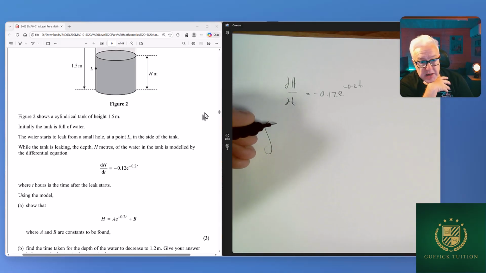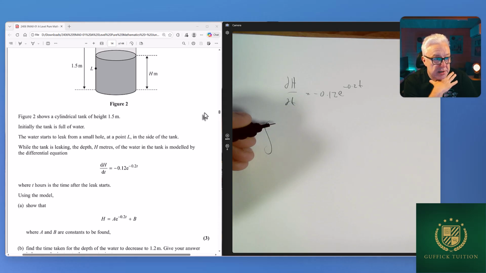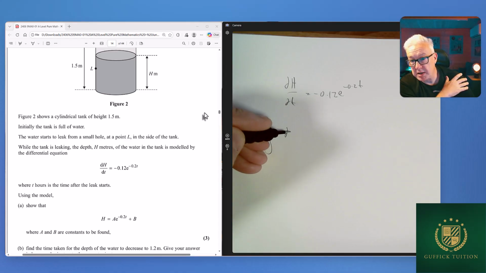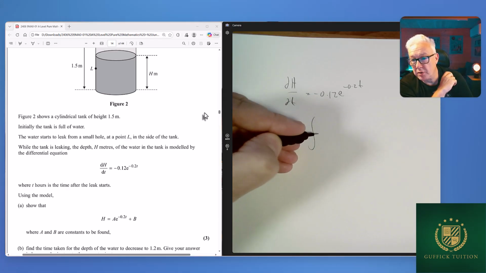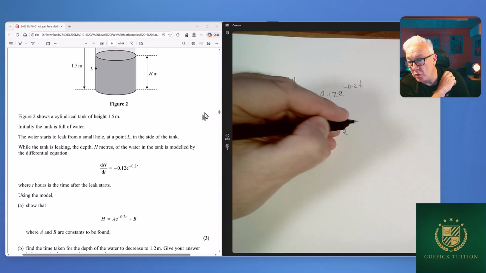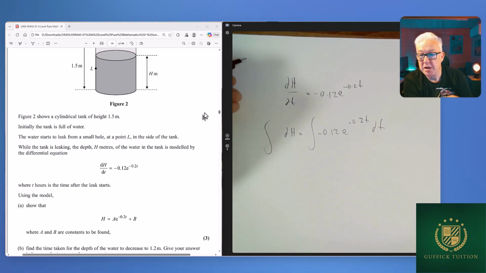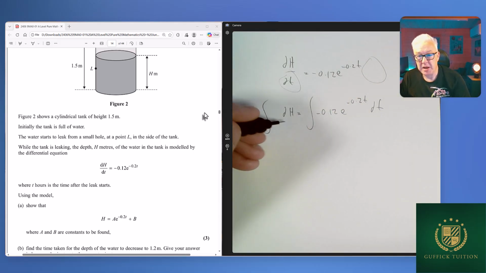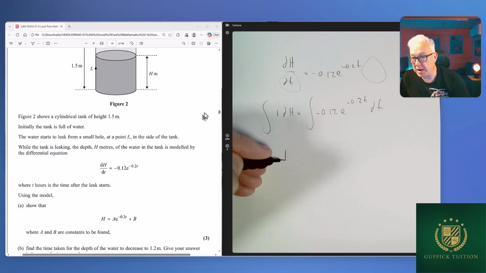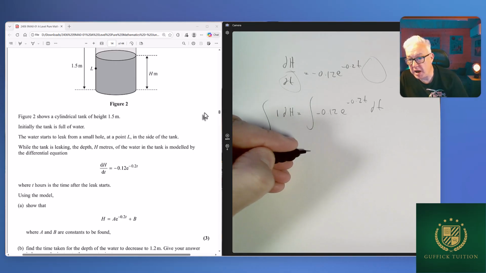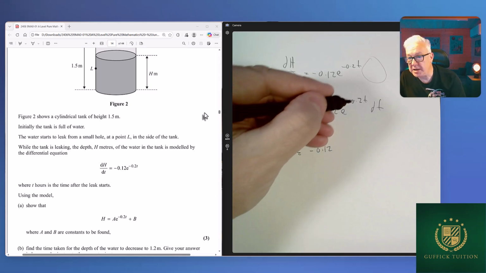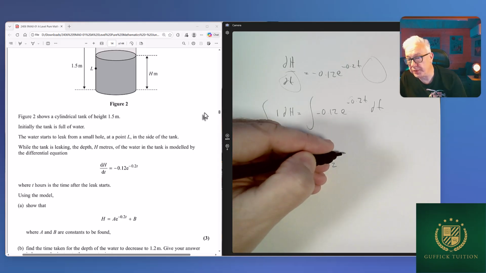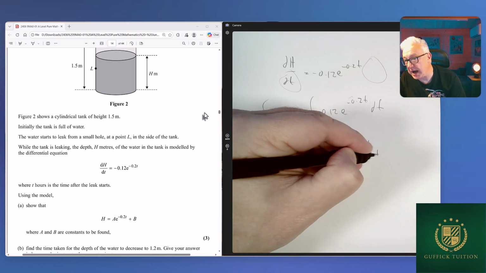So when we separate the variables here, there's different ways that we can choose to do this. How am I going to choose to do it? I'm going to choose to do it by just leaving it as it is. I'm going to write integral of dh is going to equal the integral of minus 0.12 e to the minus 0.2t dt. So we've separated the variables, which means that the dt has moved over there like that. So the integral of dh is the same as 1 dh, so that just goes to h. Over here, we're going to have minus 0.12, and when we integrate e to the minus 0.2t, we're going to need to divide by minus 0.2, e to the minus 0.2t add c.